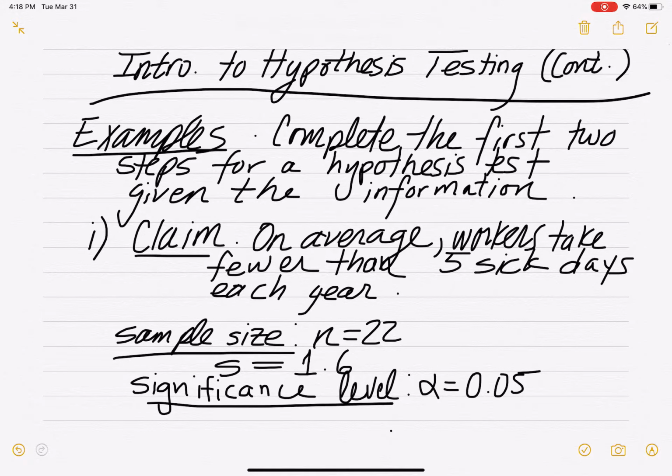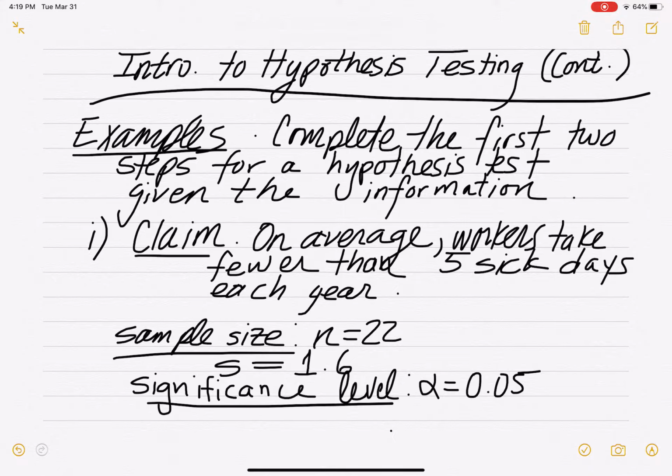So we've been doing the first two steps of hypothesis testing, and we want to get a few more practice problems out of setting up the first two steps. They're, in my opinion, the most crucial steps. Without the first two, everything falls apart. So we have another example here. Complete the first two steps for a hypothesis test given the information.